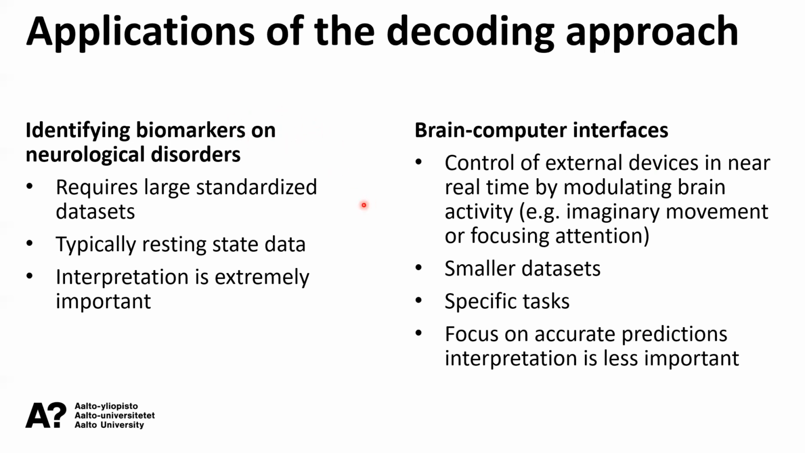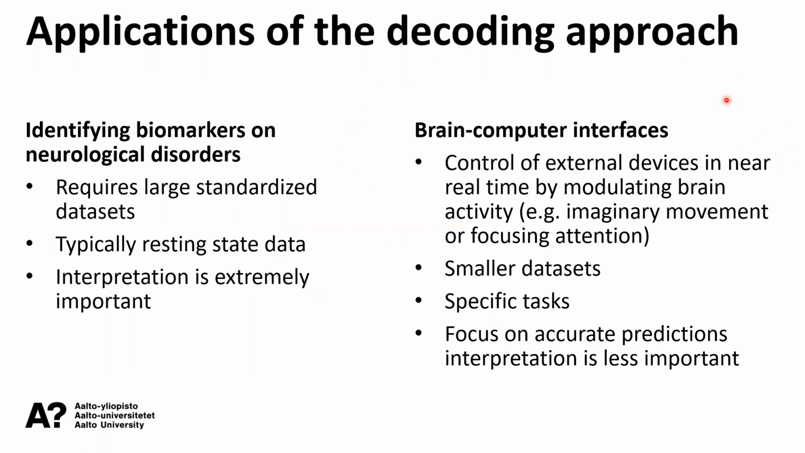This requires, of course, collection of large and standardized data sets, typically thousands of individuals. And these initiatives already are starting in the field. So there is quite a lot of potential for application of real deep learning models. Those typically focus on measuring the brain data at rest, meaning that there is no specific task. And of course, for these methods, interpreting what's actually going on in the brain, and what the model bases its predictions on, is extremely important, because there can be high-stakes medical decisions based on this, well, in some future.